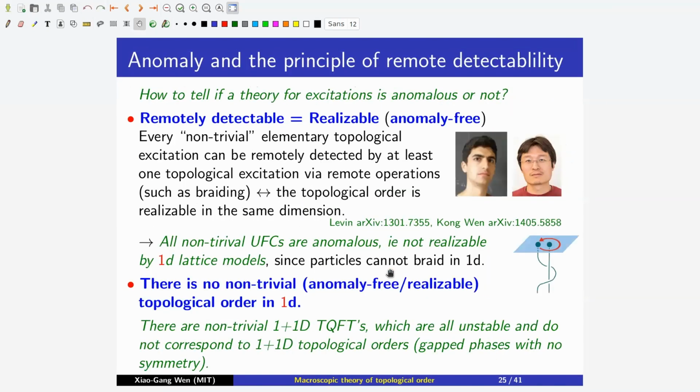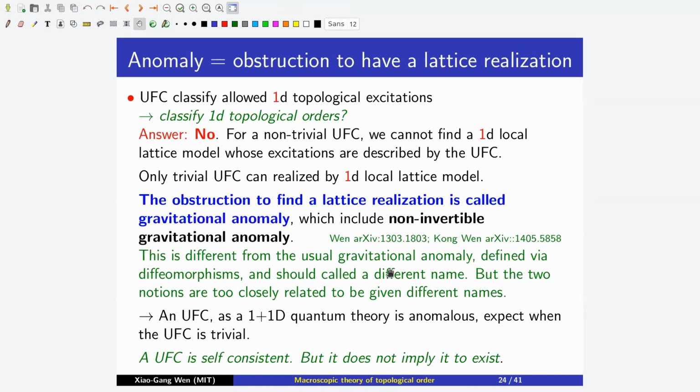Do I make a remark? Yes, this is a remark. We should call them differently. Calling this a non-invertible gravitational anomaly or quantum anomaly may be confusing, because it's very different from the one defined from diffeomorphism. But on the other hand, the anomaly inflow, this boundary-bulk relation, is very similar. So we just call it that, but it causes confusion, especially from the diffeomorphism point of view.